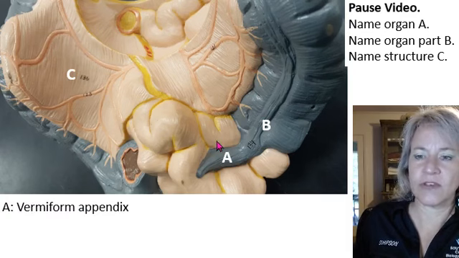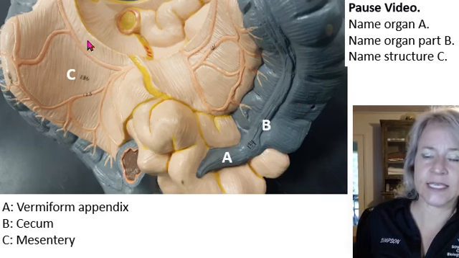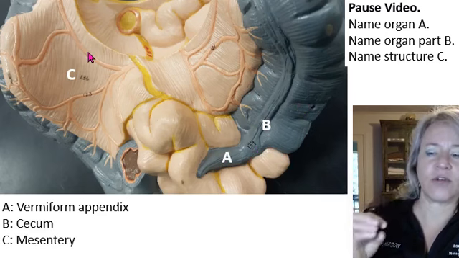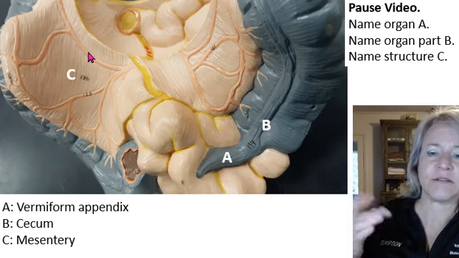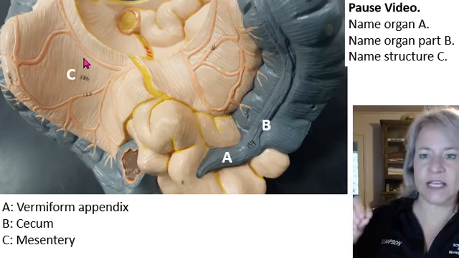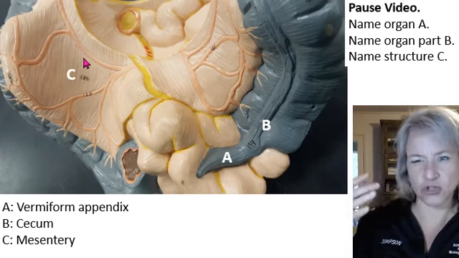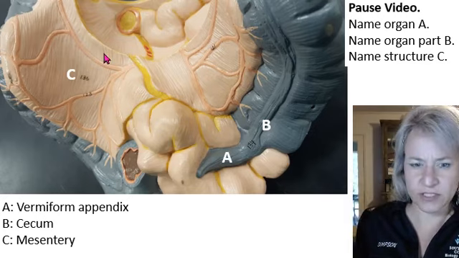So A is the vermiform appendix. B is this pocket structure, the beginning of the large intestine, or colon, which is the cecum. And C is that double fold of peritoneum, which is the mesentery. And that is holding all your guts in place, and it's helping provide a very supportive, strong structure for arteries, veins, and nerves.